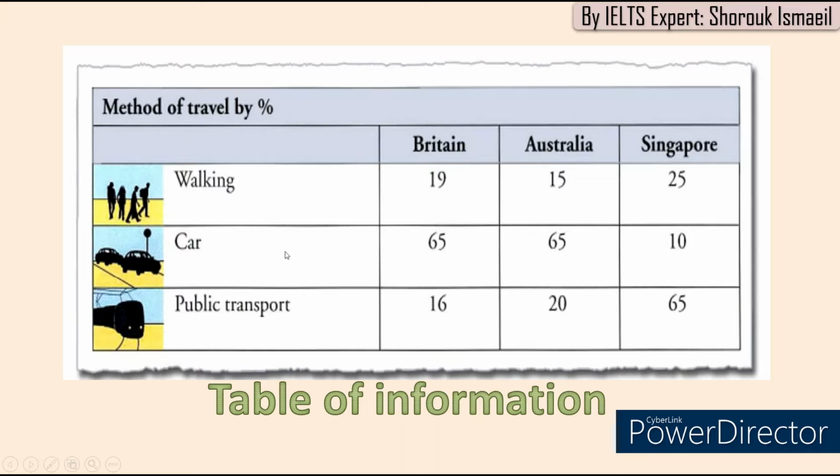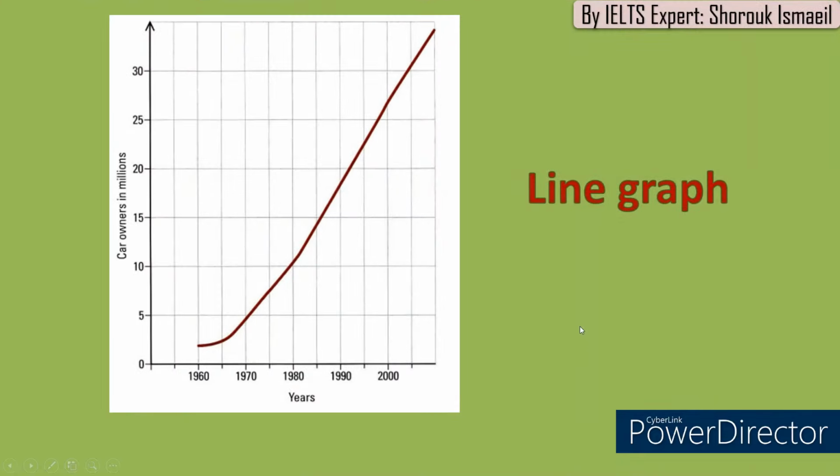As for traveling by car, in Britain it's 65%, the same as Australia. But in Singapore, traveling by car is least, it's 10% only. Public transport. Here in Britain it's 16%, and it is the least if compared to Australia and Singapore. Australia, here the travel by public transport is 20%. As for Singapore, it's 65%.